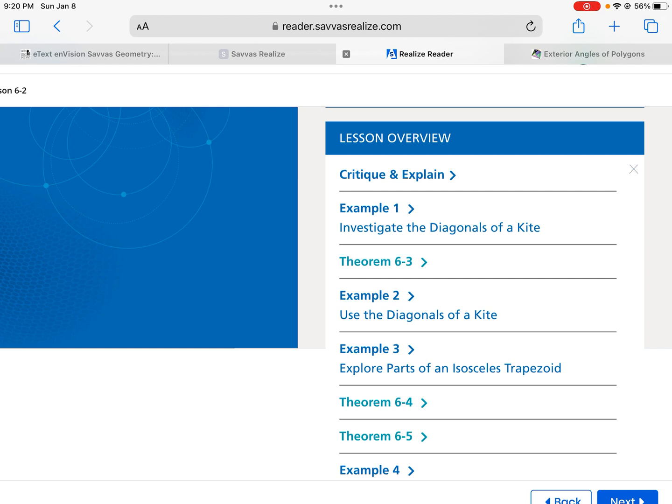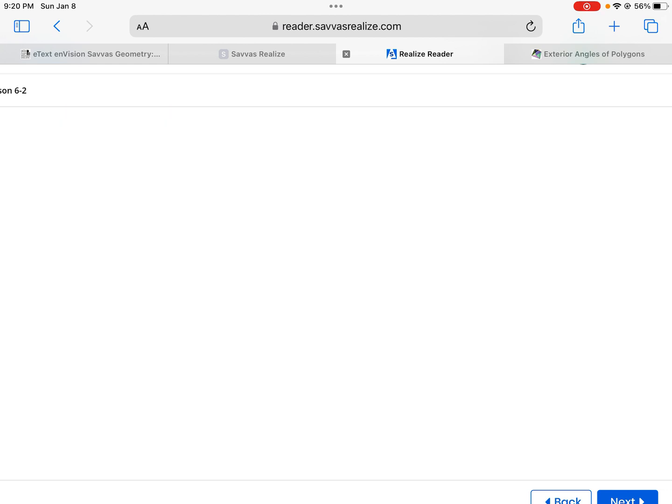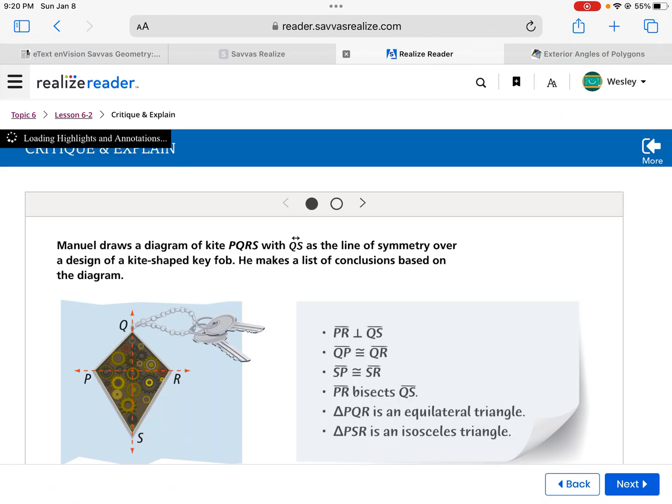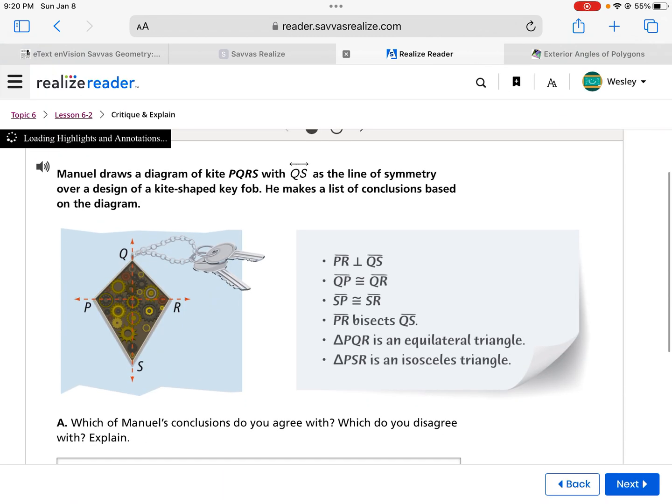So that very first thing you see printed on this notes page is where it says critique and explain. So we're going to take a look at this. We've got a situation here where we've got a drawing in this diagram of this kite PQRS, where QS is that vertical line of symmetry over this design of a kite-shaped key fob. So Manuel makes a list of these conclusions from this diagram.